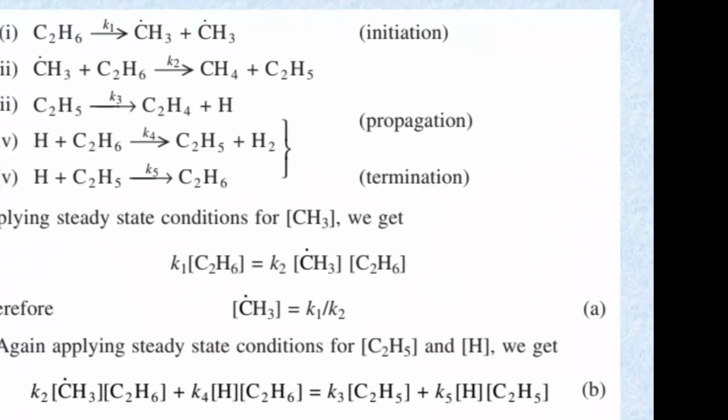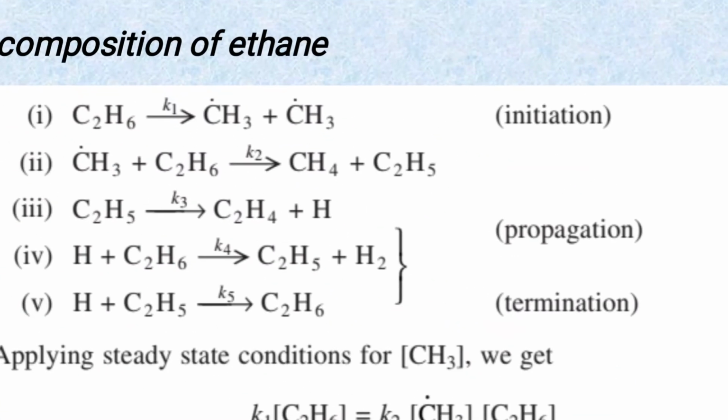Let us see decomposition of ethane. In the initiation step, ethane gives two methyl free radicals, and in the second step, the methyl free radical combines with ethane to form methane and ethyl radical. In the third step, the ethyl radical decomposes to form ethylene and hydrogen radical. In the fourth step, the hydrogen radical combines with ethane to form ethyl radical and hydrogen molecule. In the termination step, two radicals, that is hydrogen radical and ethyl radical, combine to form ethane.